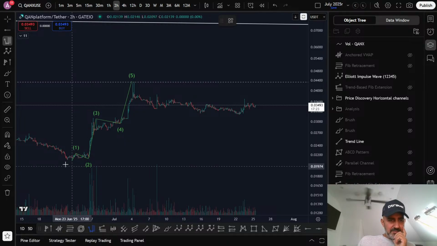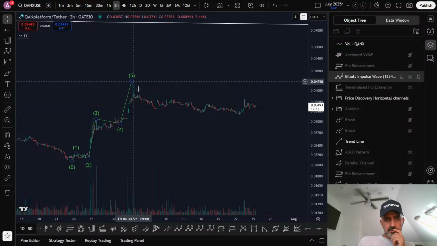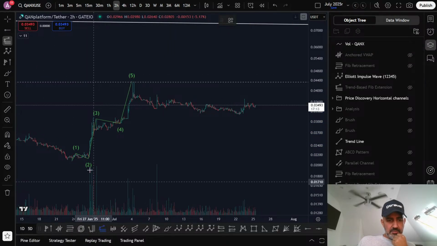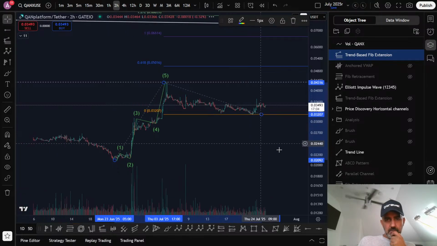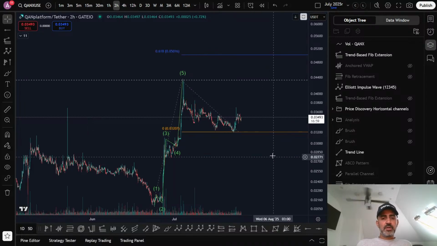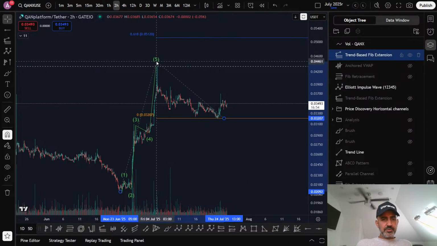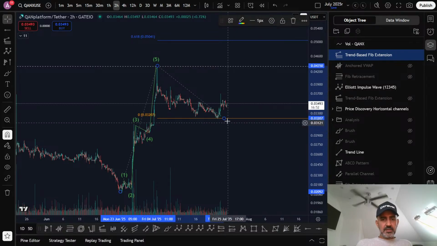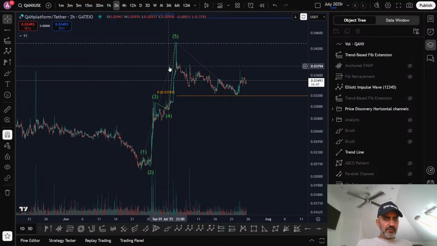Let's just have a look at these fib times as well. No, can't really tell. We'll see. We'll see what happens. We'll know, because the first thing that will happen is it will go up to this 1.618 and find resistance. That's the first thing we're going to see, because it's not far away.